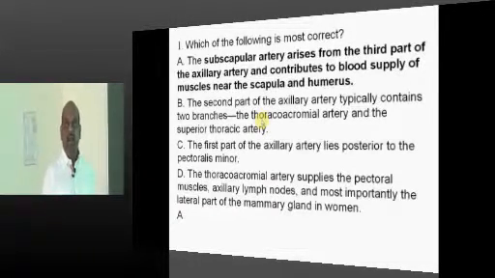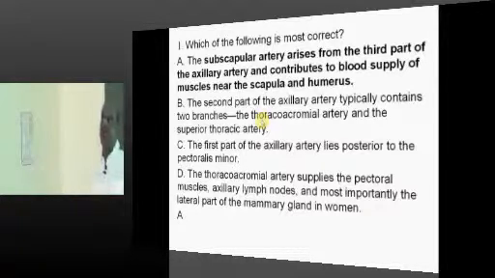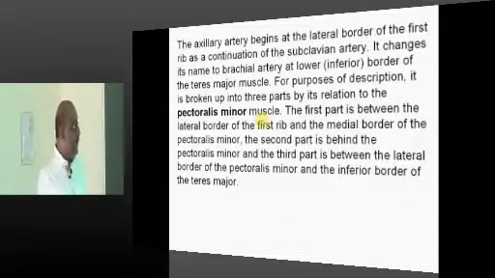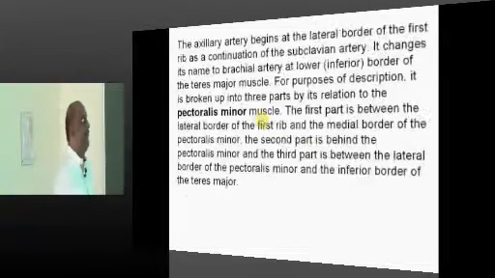Now, doctor, the subscapular artery arises from the third part of the axillary artery and it contributes to the blood supply to the muscles which are nearer to the scapula. And the humerus is what needs to be basically remembered.